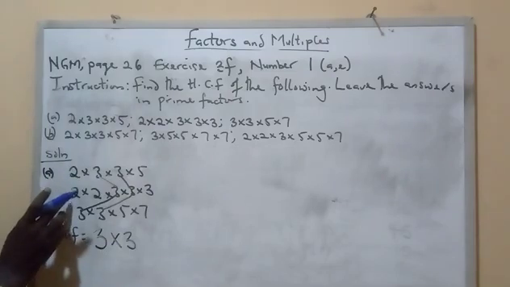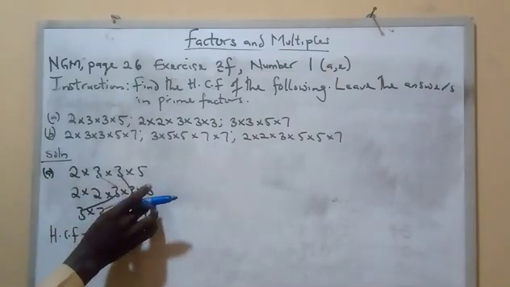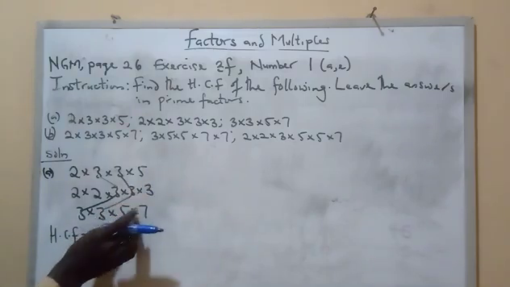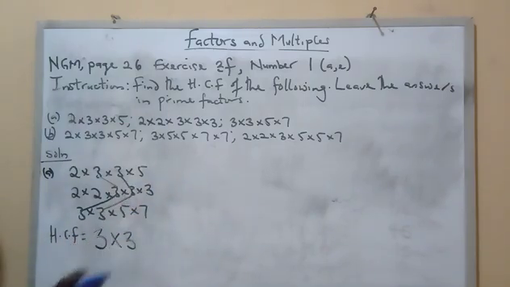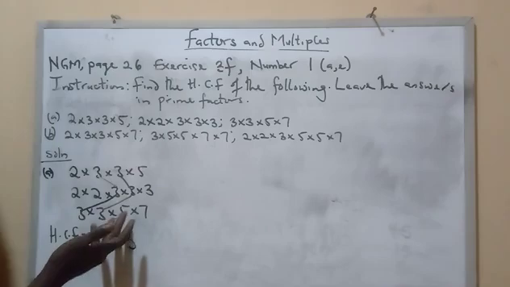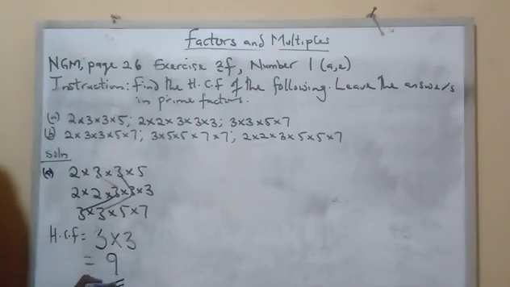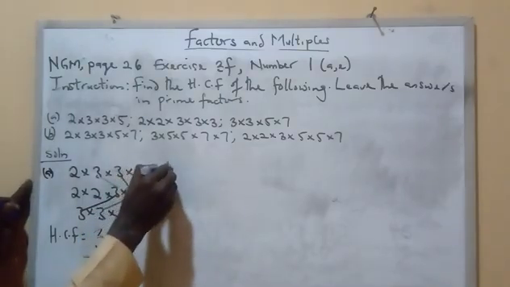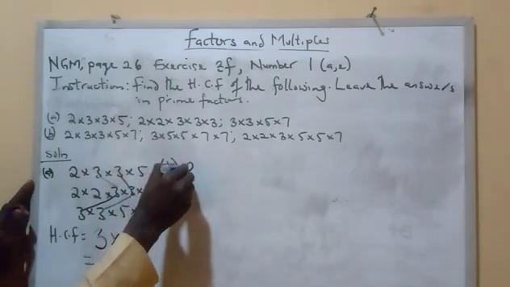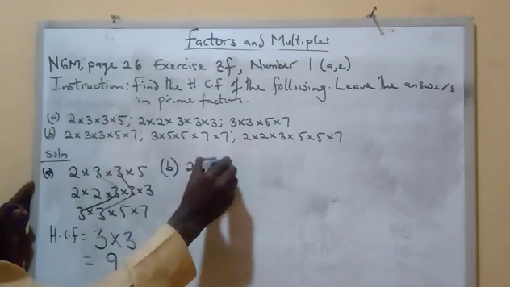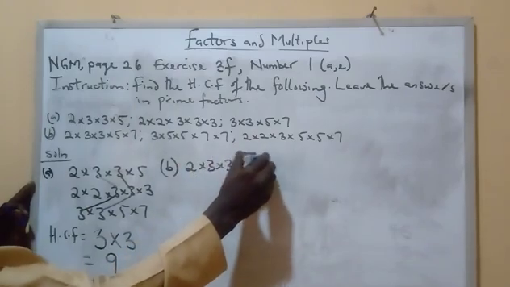Here we have 2, 2, and then the 3. Here no 3 existed, meaning 3 is no longer common. It's no longer a common factor. So in that case, the highest common factor of these three expressions is 3 times 3, and that gives us 9.